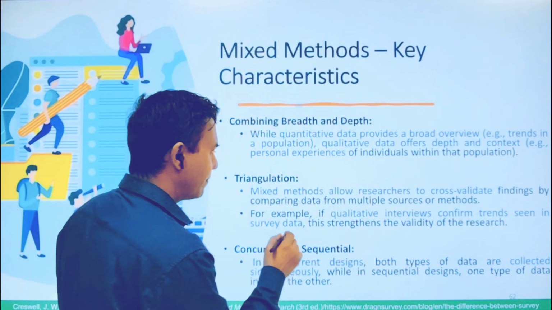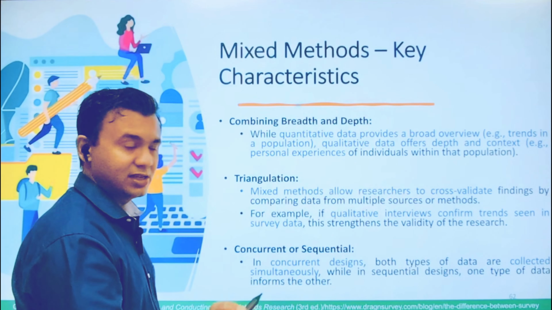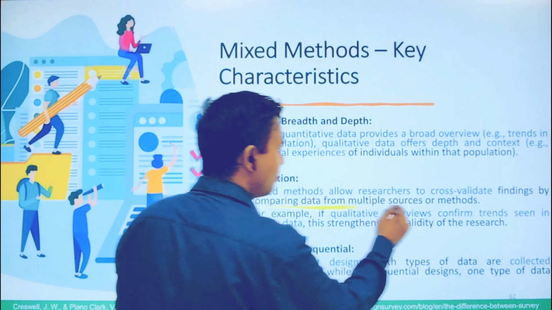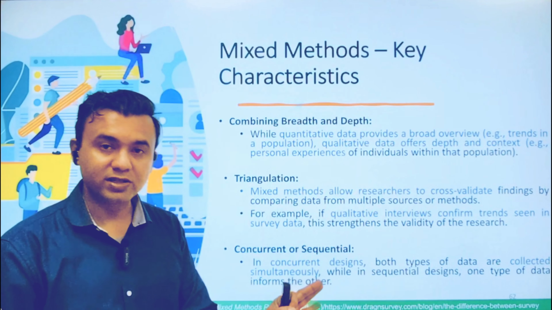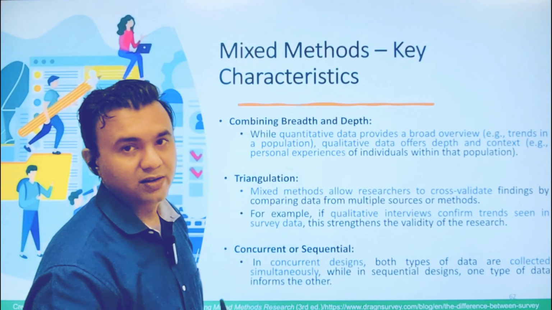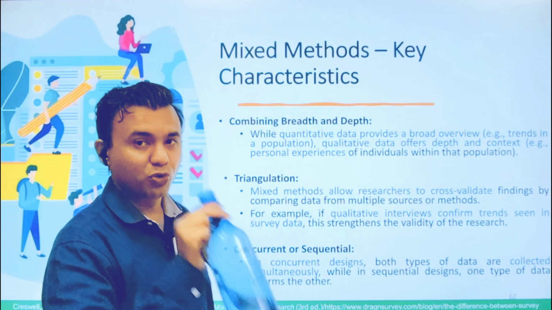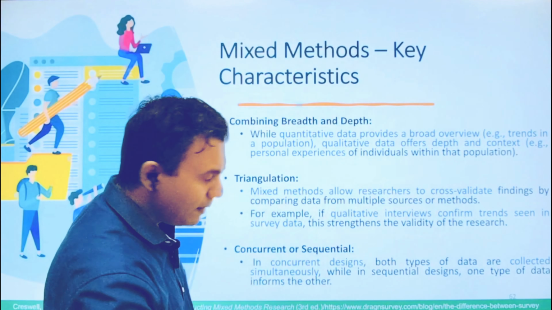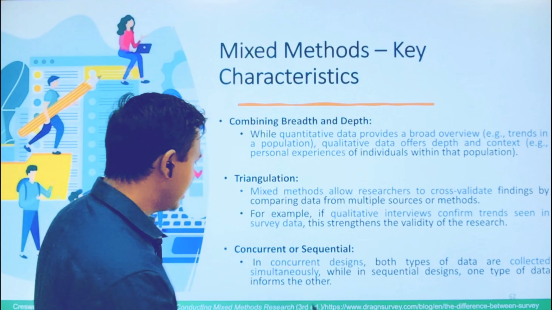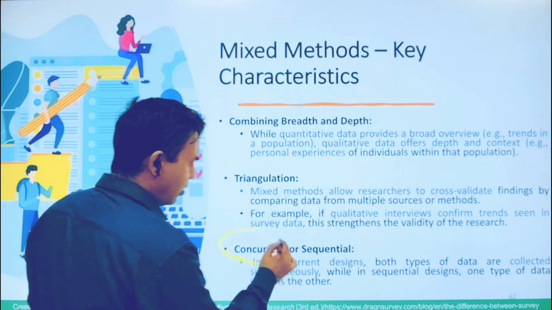Triangulation is a mixed method approach which allows researchers to cross-validate the findings by comparing the data from multiple sources or different methods. In triangulation, what we can do is we cross-validate it. We apply multiple methods, and then after the validation, we accept the truth, or after the validation, we accept the conclusion. It could be concurrent or sequential.